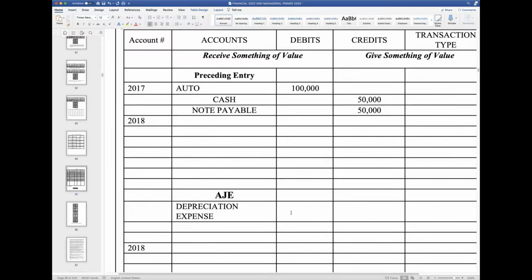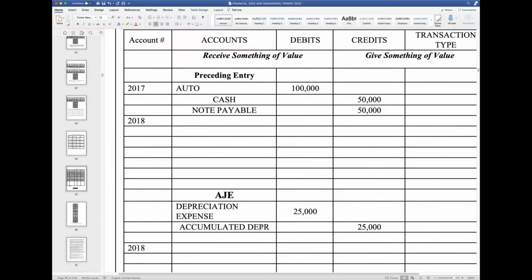And what are we going to credit? We're going to credit accumulated depreciation, auto. What kind of account is accumulated depreciation? What type of account is it? An expense, as a credit? Well, what is it? Is it a debit? Okay, here's the expense part, but I'm talking about accumulated depreciation. That's a credit. Look at your chart of accounts. Where is it located?